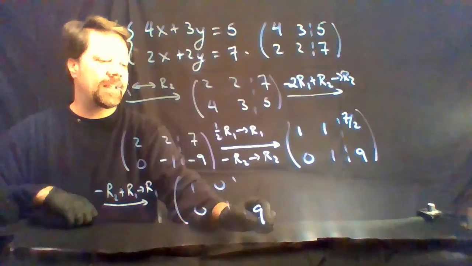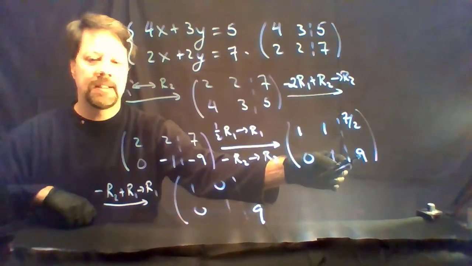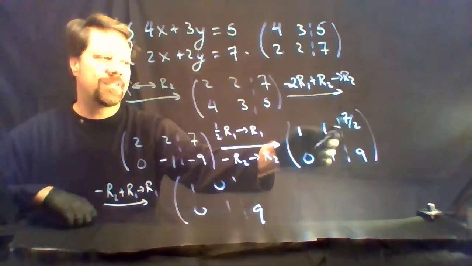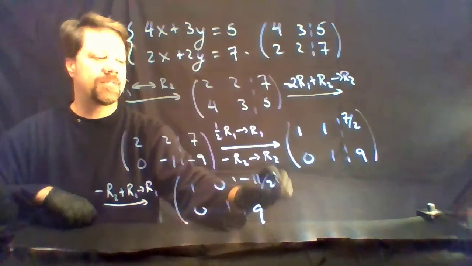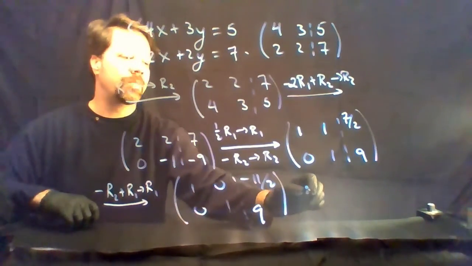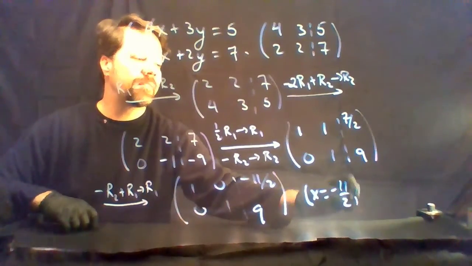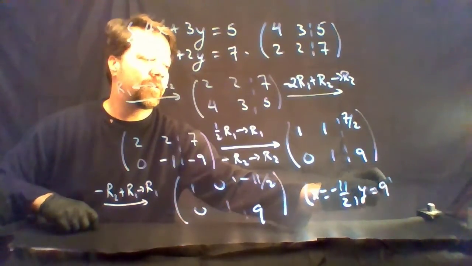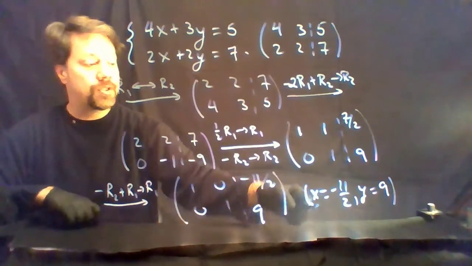We'll have 9 here. It's negative 1 times this plus this. Negative 9 is negative 18 halves, plus 7 halves gives you negative 11 halves. So our solution will be x equals negative 11 halves, y equals 9. How can we show that this is a solution to the original equation?